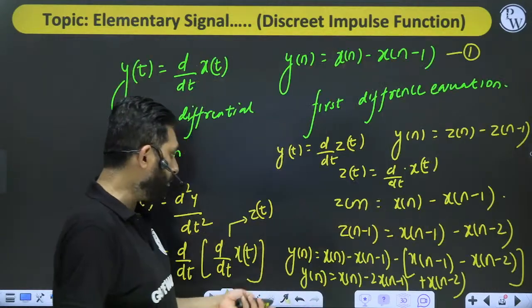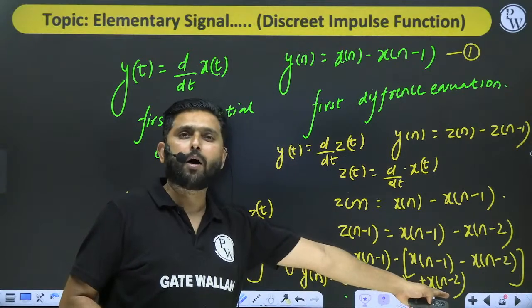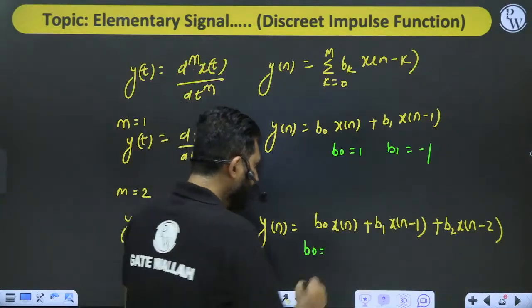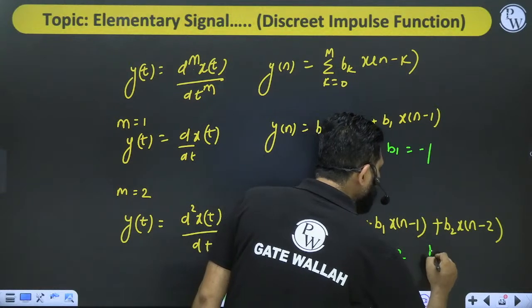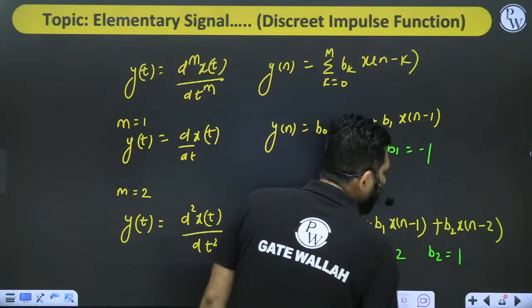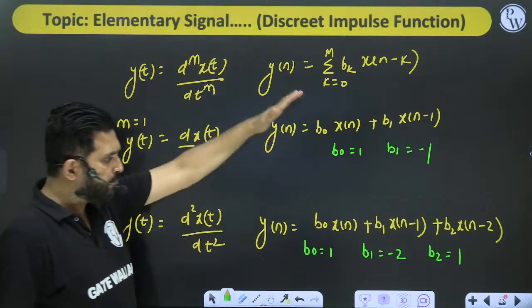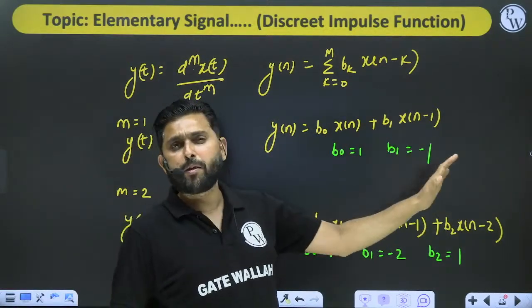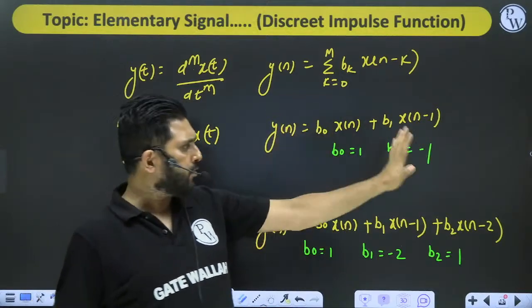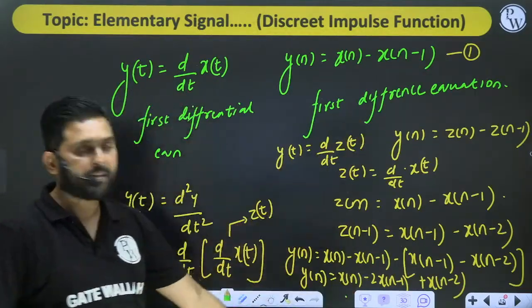b0, easily you can find out. Look, b0 is 1, b1 is minus 2 and b2 again is 1. So b0 is 1, b1 is minus 2, b2 is 1. There is no such hard and fast rule to find out the coefficients b0, b1, b2, bk. We cannot find, means there is no such rule to find out. You have to go by iteration in the same way.